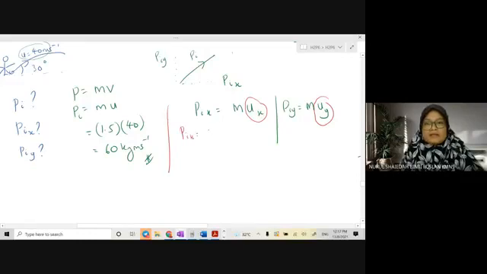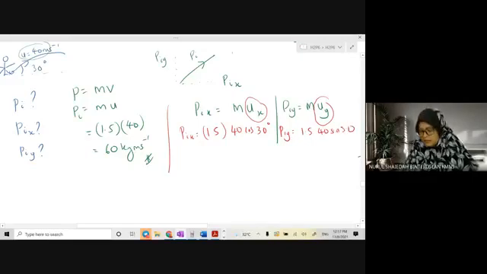Okay, so PIX sama dengan mass. Mass U still lagi 1.5, dia tak berubah. Okay, UX. So UX akan jadi 40 cos 30. Manakala PIY akan jadi mass U masih lagi 1.5 tapi ini 40 sin 30. Okay. Boleh faham tak tu PIX, PIY tu?